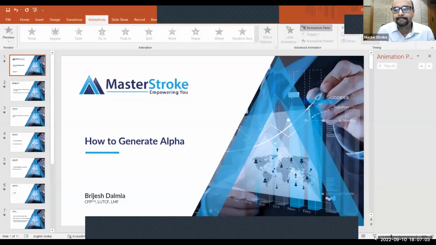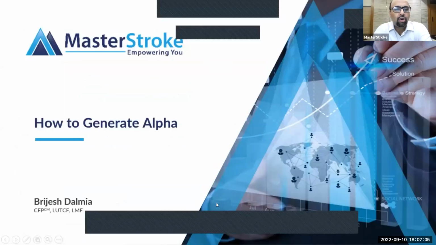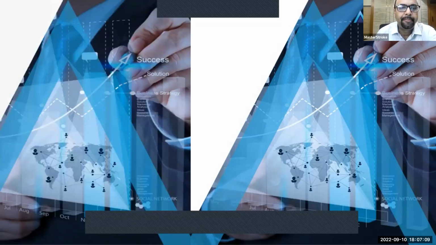Today is Saturday, 6 p.m., 10th of September, 2022. And today's topic is how to generate alpha. Let me share my presentation. Let me give you a context of this program, how to generate alpha.